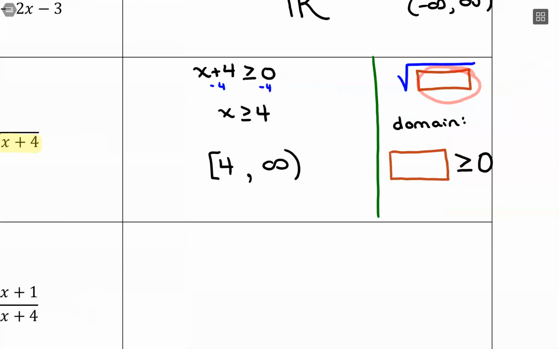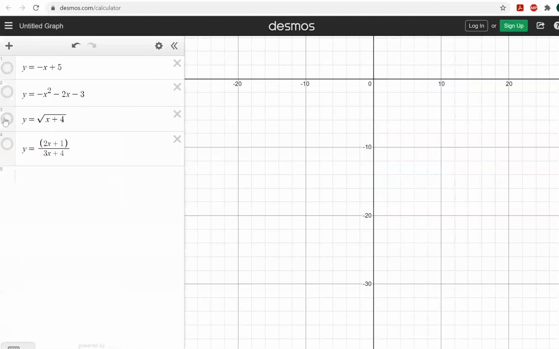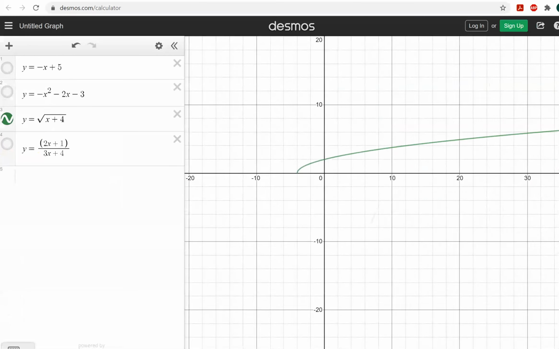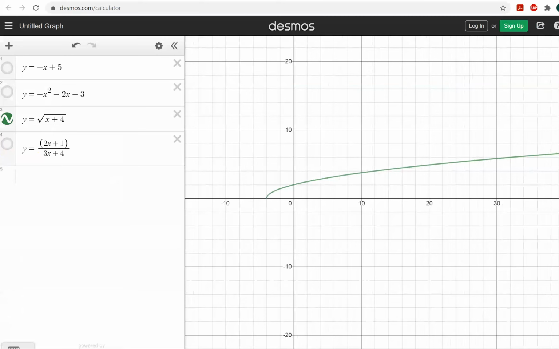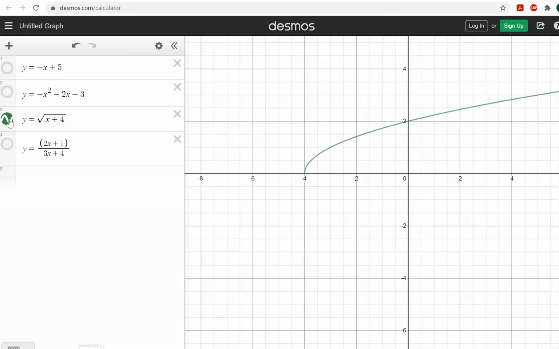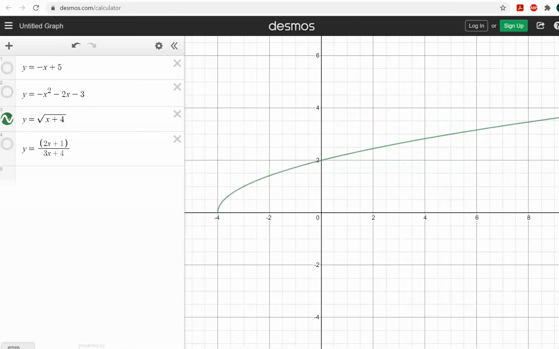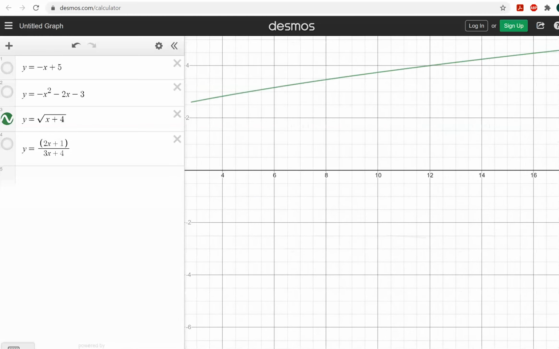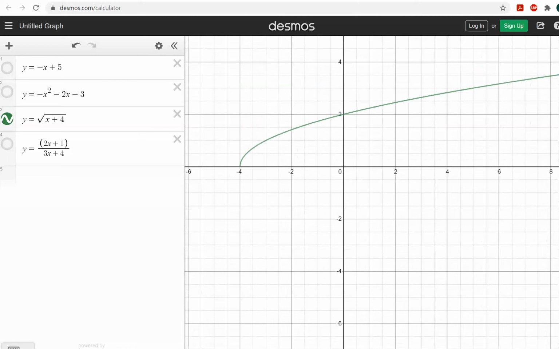If you have a radical, this will be the structure that you use. Take what's underneath the radical and set it to more than or equal to 0. Let's look at the graph and see how that works out. The graph is here, and you can see that half parabola on its side. If we zoom in, it's starting at -4 and going off to positive infinity. That verifies the answer, and you can use this graphing calculator to verify your answers.